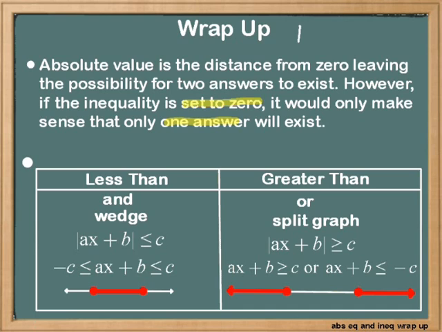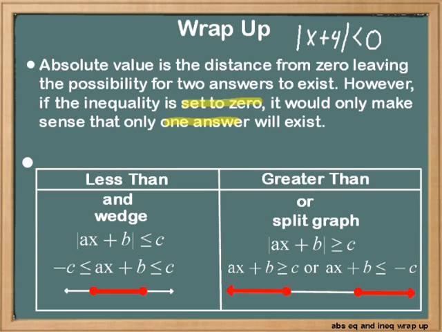If I have, let's say, x plus 4 is less than 0, you can see that I don't have the ability to make 0 positive or negative. Therefore, I'm only going to get one answer. I thought that was pretty cool to show you.